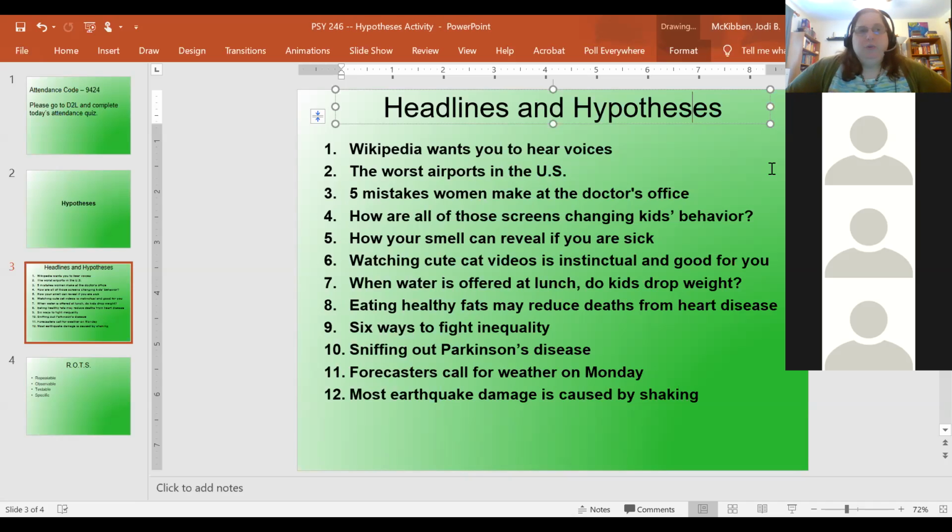Okay, group 5. How your smell can reveal if you are sick. Okay, so we didn't use that headline. We started a different one before you popped in to tell us. Sure. So our hypothesis is college students who start classes face-to-face will get a better GPA than those who are starting classes online.